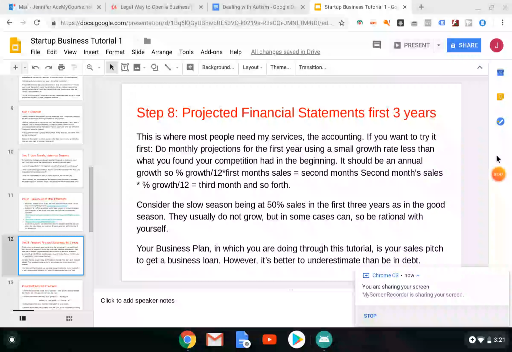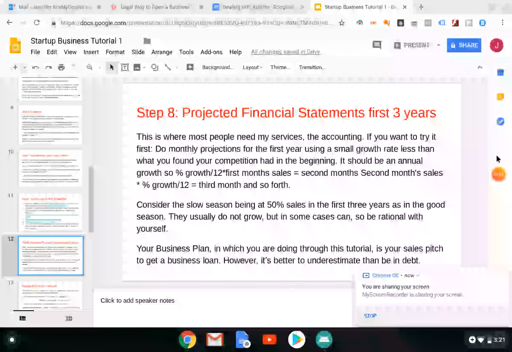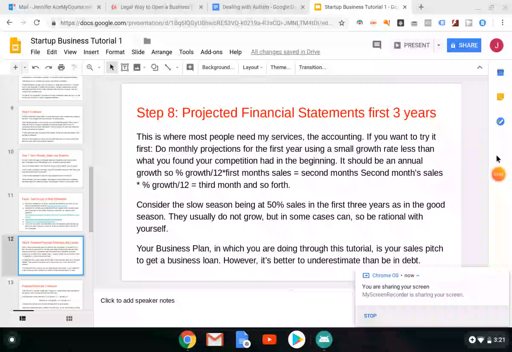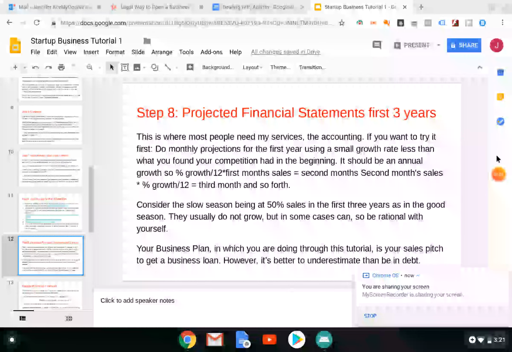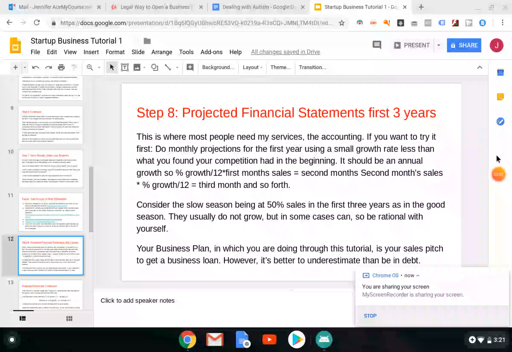So I've given you right here the general formula, which should be a growth of a certain percentage divided by 12, times the first month's sales, and that would equal your second month's sales. Use your second month's and do a percentage of growth divided by 12 times second month equals third month sales. You want to do it by the month in your first year and then make your first year's projections also in an annual report.